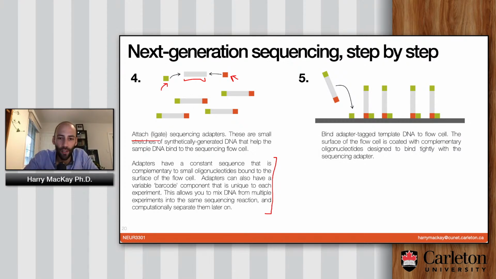And the adapter-tagged DNA is then put into the flow cell. And the flow cell, as I mentioned, basically looks like a microscope slide. And much like a microarray, the slide is dotted with complementary oligonucleotides, or sort of probe-like things that have been fixed onto the glass. And when your sequencing library comes in with all of these adapters ligated to it, they'll bind to the complementary probes on the flow cell, and they'll stick there.